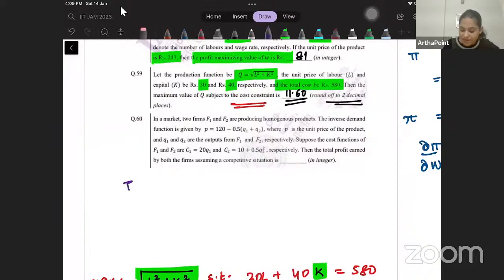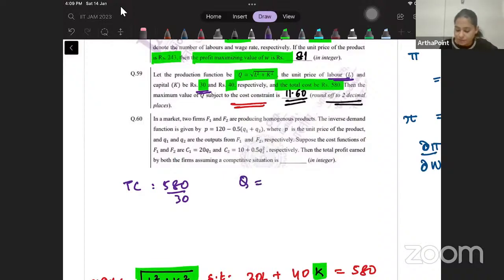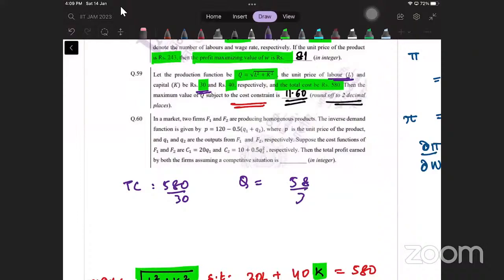So if my total cost is 580 and I just use labor, divided by 30, this will maximize our production quantity. Let me think. That can be done. So what is the output you're getting in that case? Can you try this? 58 by 3, 19.33 whole square under root, is it coming?